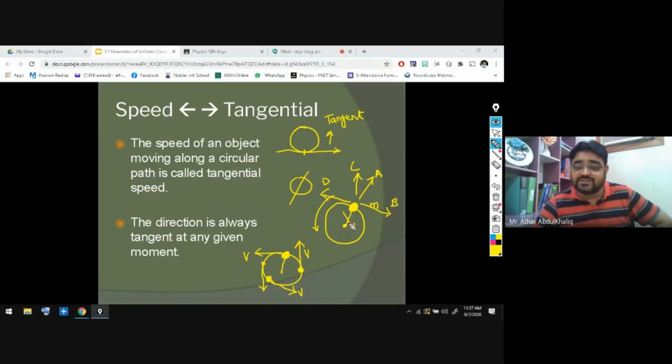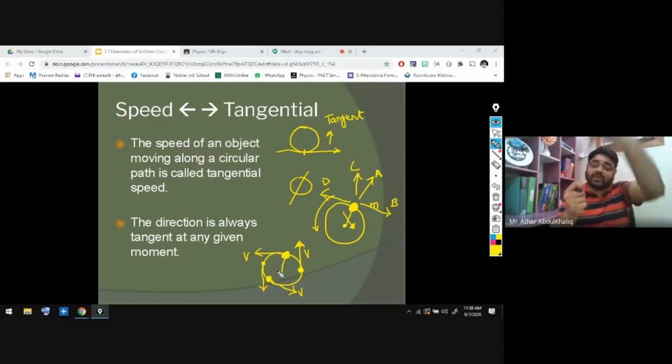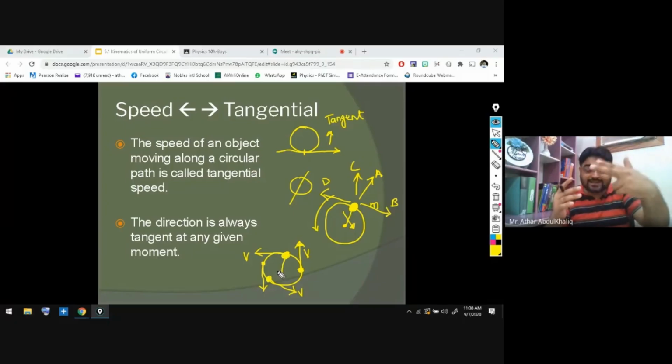So if this rope or string breaks for any reason, the object will move in the direction of its velocity. It will not continue its circular motion, because there is nothing to keep it moving in a circle. If I was holding the string, then my hand was providing a force to keep it along the circle. When the string is cut, there is no force to keep it on the circle, so it will move along the direction of the velocity.